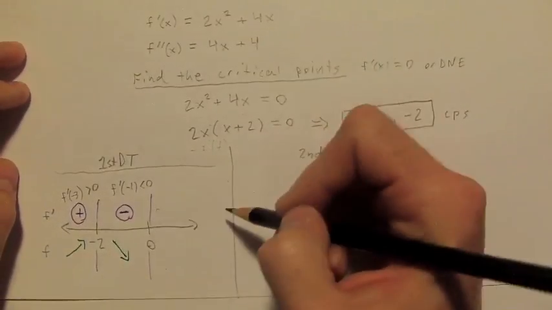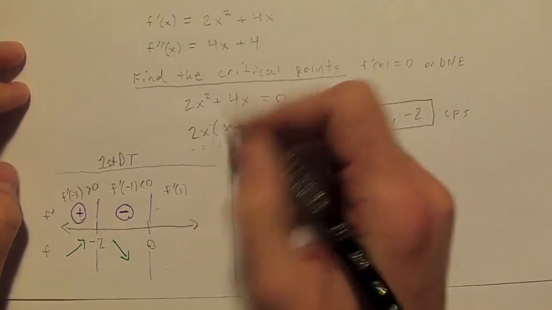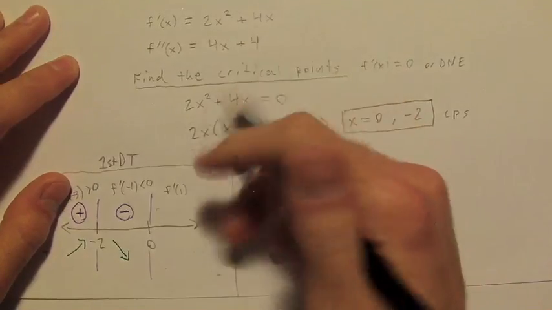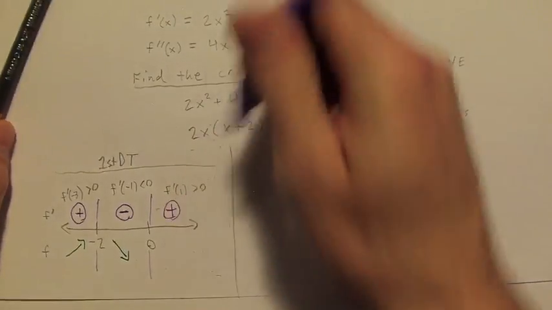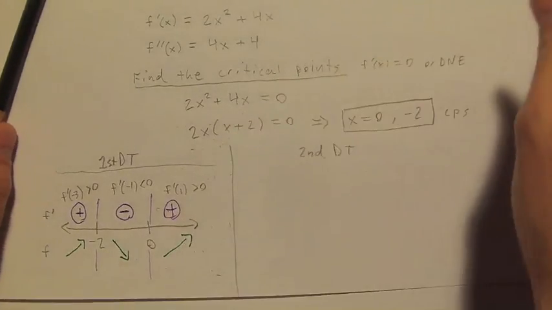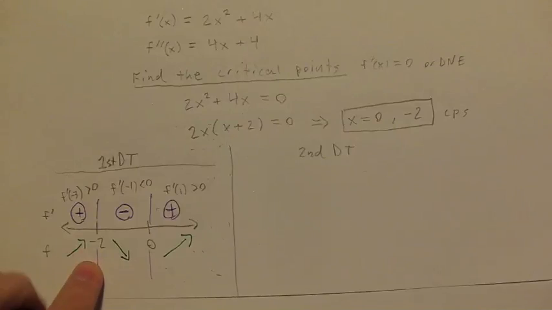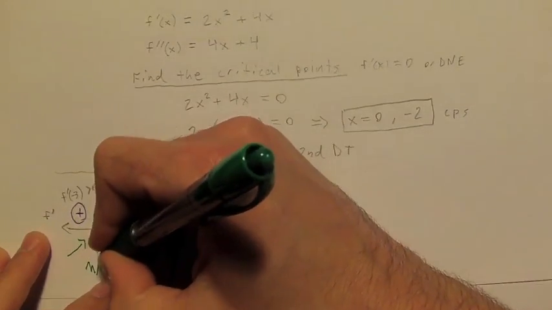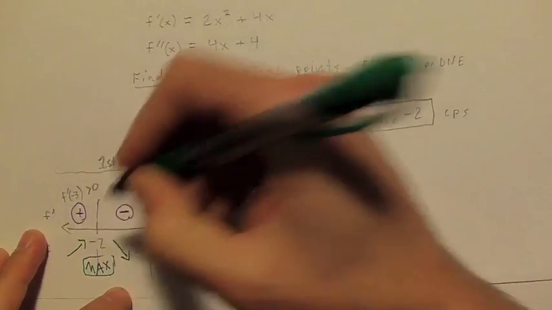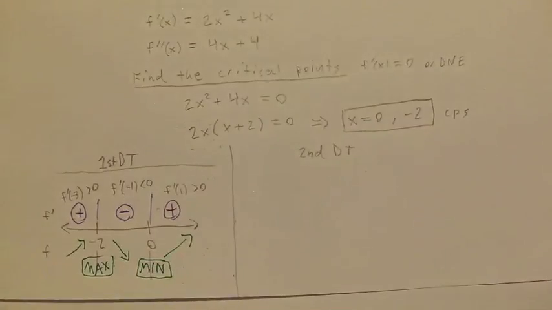And finally, from 0 on, if I put in any positive number, say f prime of 1, you're plugging in 1 here. So you get 2, 2, positive, positive, the whole thing ends up being positive. And again, I don't care what the numbers are, I just need to know whether it's positive or negative. And therefore, we have right off, just from the first derivative test, that we have a max at -2 and a min at 0.